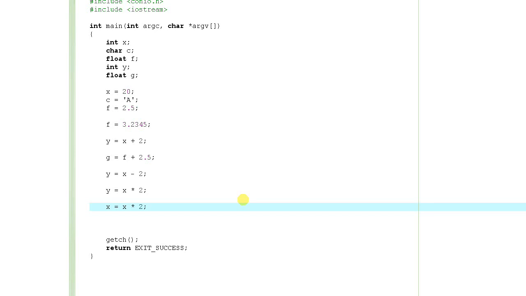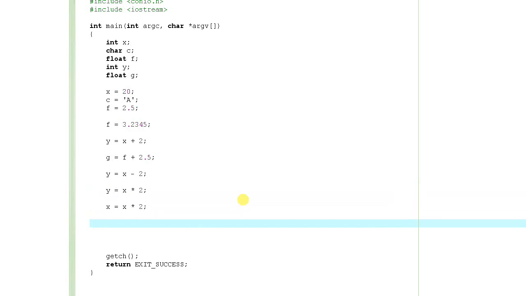So what the compiler does is generate the machine code, as we talked before, and that machine code tells the computer to multiply x by 2 and then assign the result to x itself. So what is the value of x here? It's 20. 20 multiplied by 2 is 40, and then assign that value to x. So after the computer executes this instruction, the value of x is going to be 40 at this point.